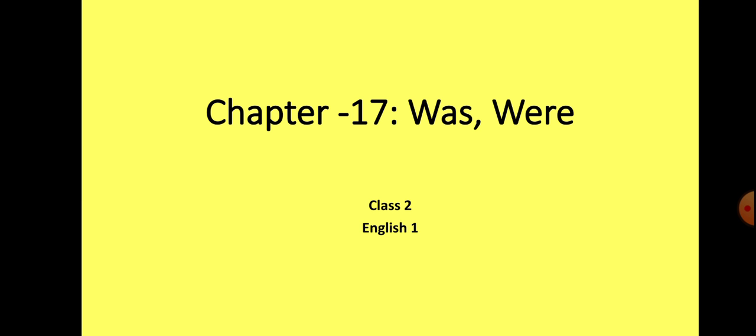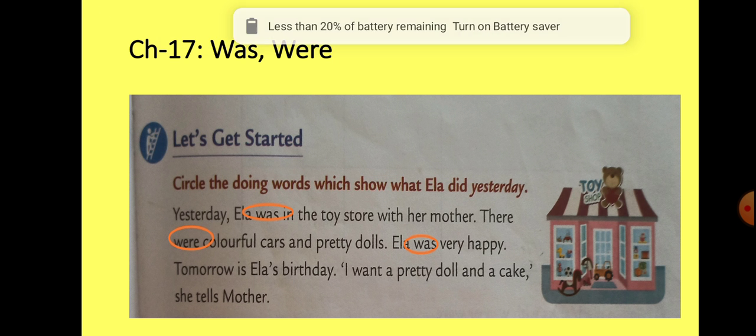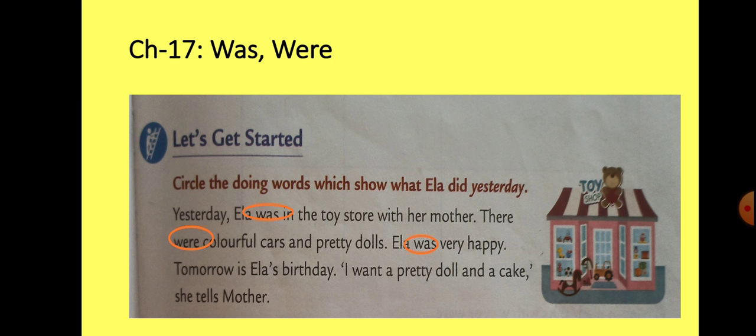So let's get started. We will do one activity, then you will understand the difference between the usage of was and were. Circle the doing words which show what Ela did yesterday. So we have to talk about all those things that she did yesterday, not now. Today it is about the past, right?